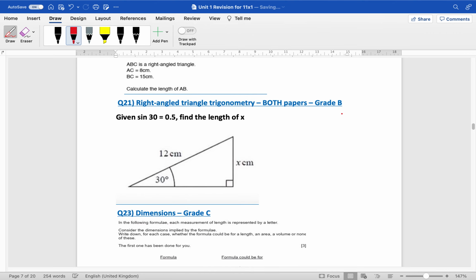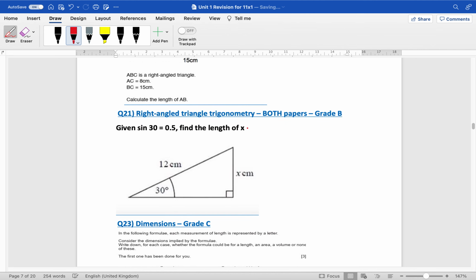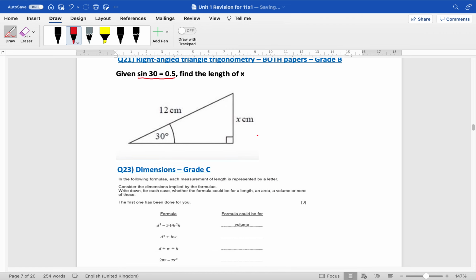Trigonometry coming up, but we know we haven't got calculators, so hopefully they'll give us a bit of info like that to allow us to do it without a calculator. That's what we're hoping anyway, if it comes up.